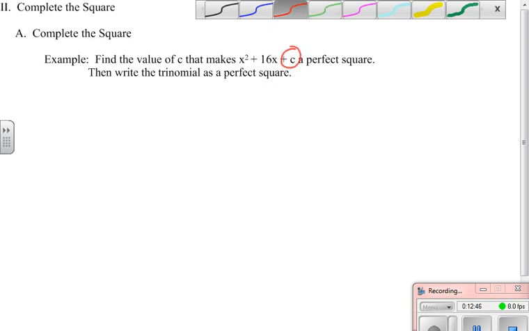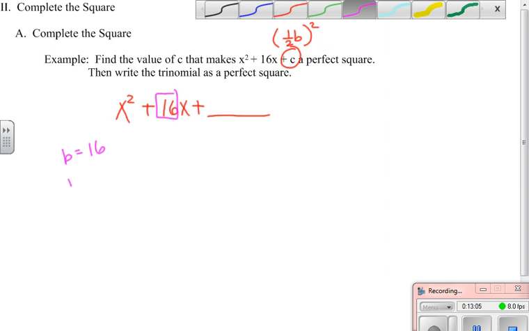This one is asking what c value needs to go in there. So really that's the 1/2 b, the quantity squared. So if we have x squared plus 16x plus some value, what would it be? Well, here's b. b is 16. So if I take 1/2 of 16, I get 8. I'm going to square that. And notice I don't actually write 64. I'm going to write 8 squared because then I can clearly see this will factor into this.